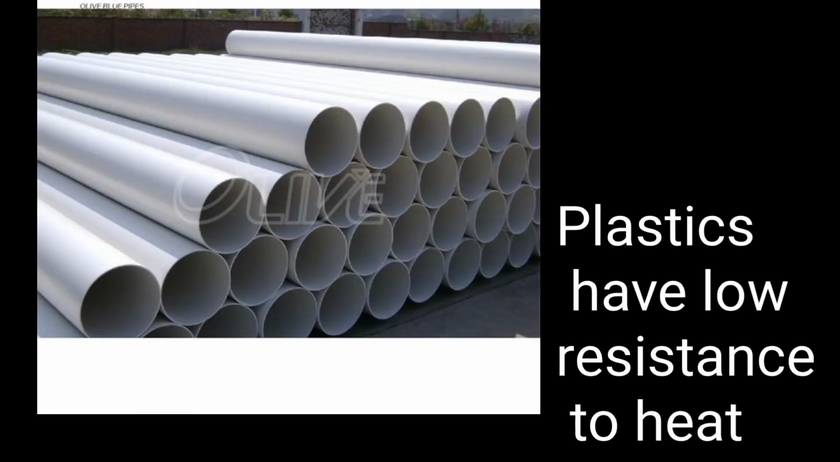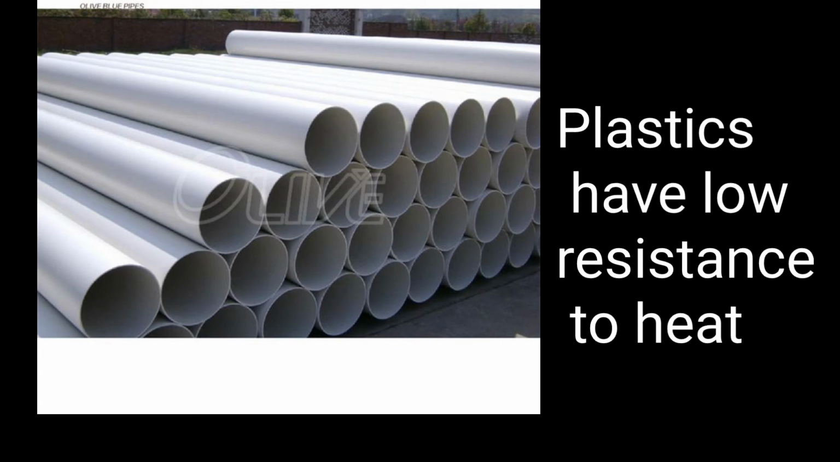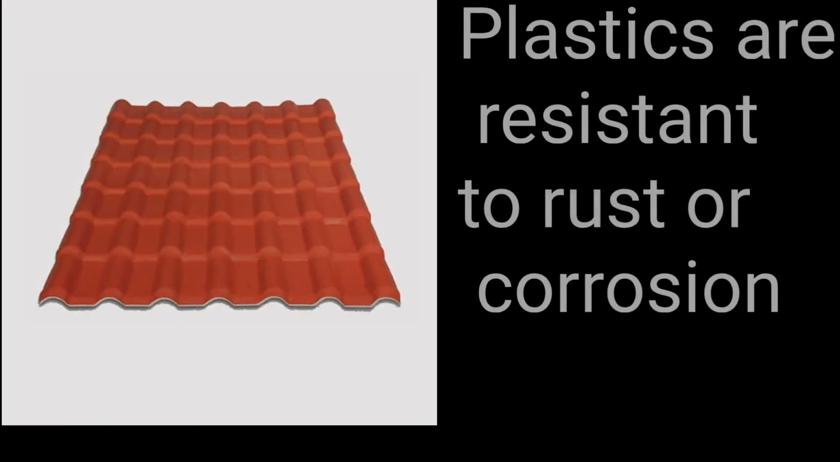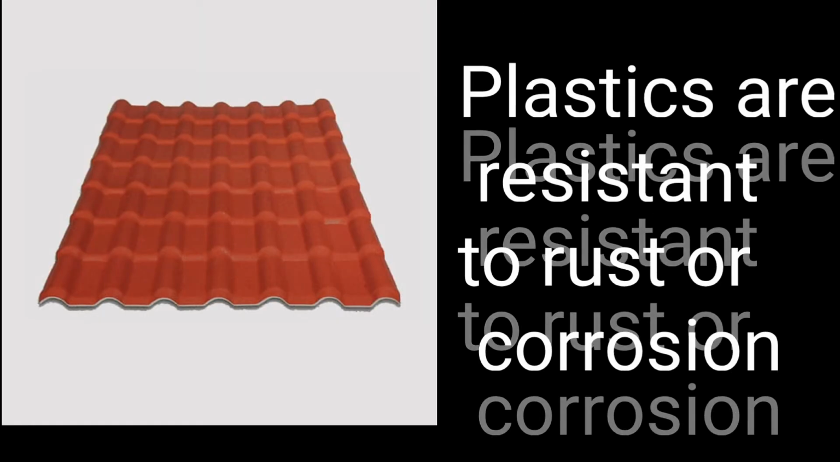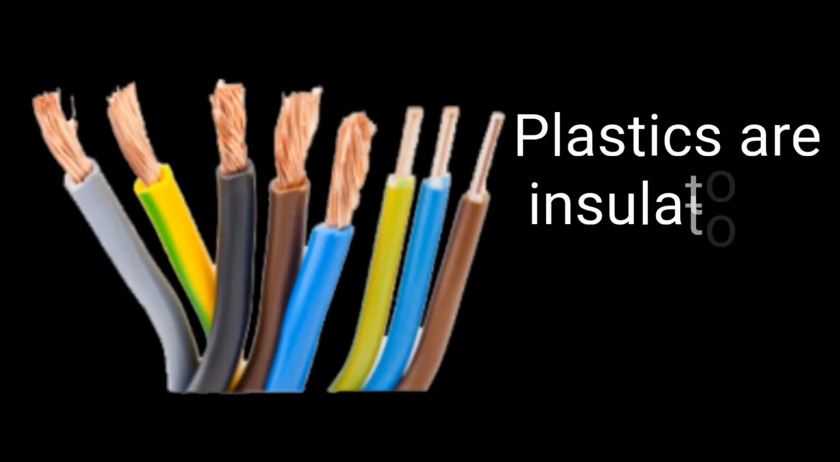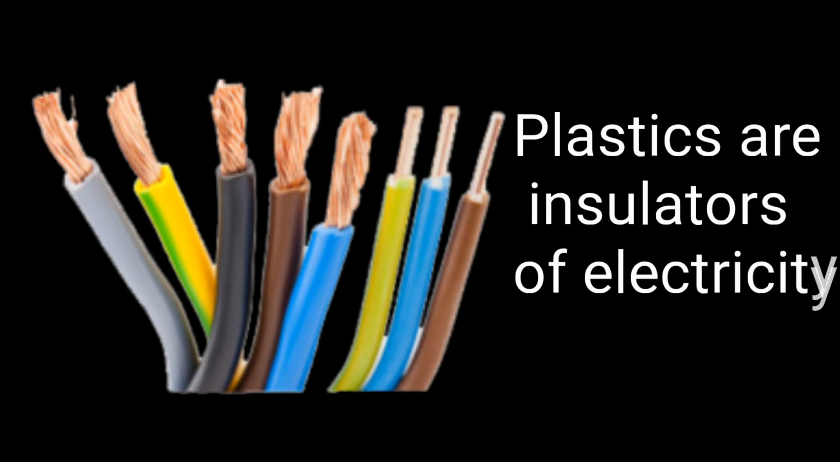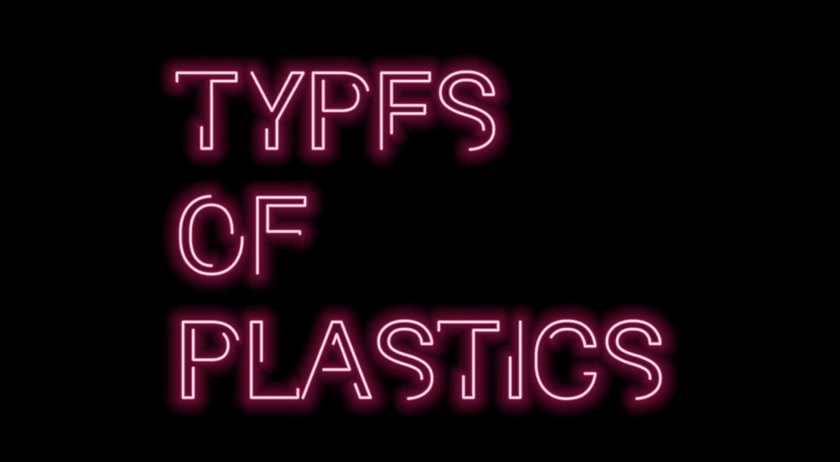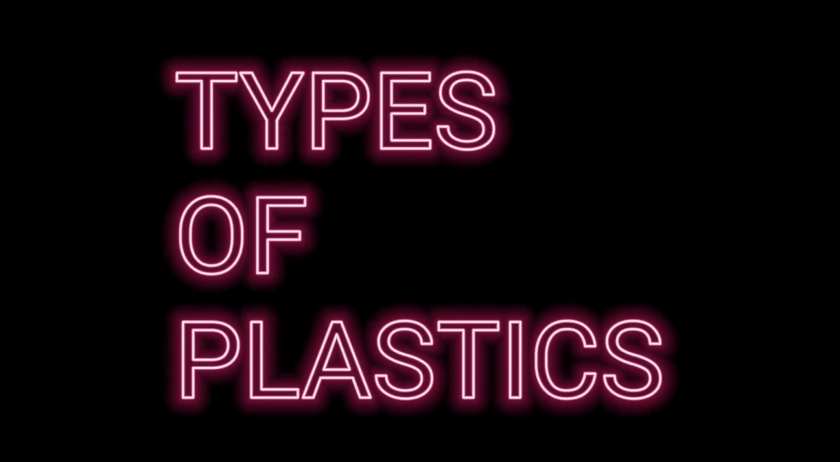5. They have low resistance to heat. 6. They are resistant to rust or corrosion. 7. They are insulators of electricity. And this brings us to the different types of plastics available.